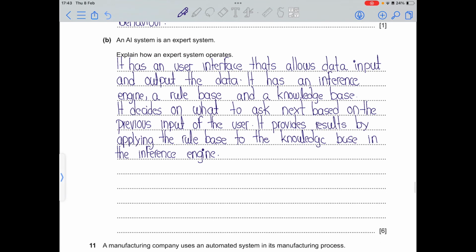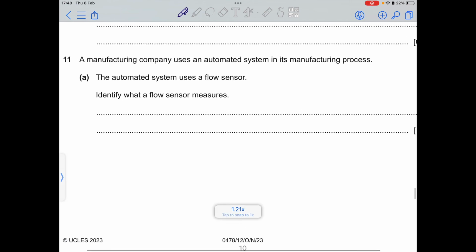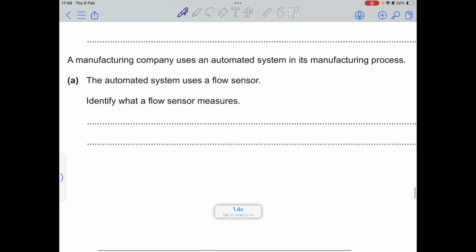Then let's move on to the next question. Now the next question is about a manufacturing company using an automated system in its manufacturing. The automated system uses a flow sensor. Identify what this flow sensor actually measures.